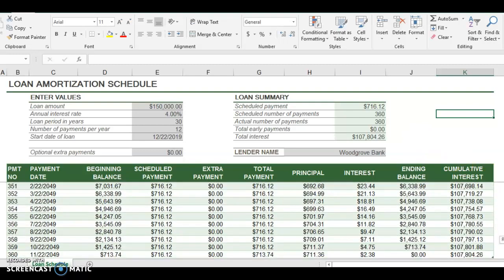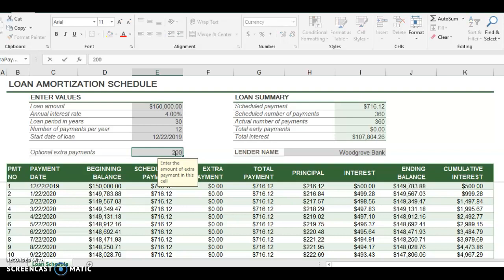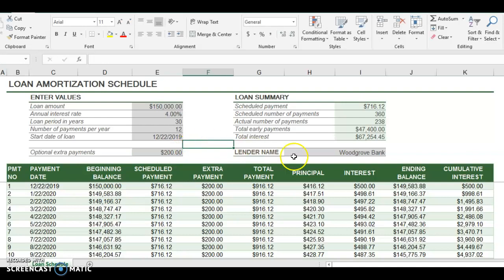Now, I do a variety of things with my students with this amortization schedule that's built into Excel. One thing that I do is I tell them, now let's tweak the numbers. Let's make an extra $200 payment a year, just $200 a year. And we see that the $107,000 that we paid in interest throughout the year now changed. That is just by making a $200 extra payment a year. And look at how that has changed.